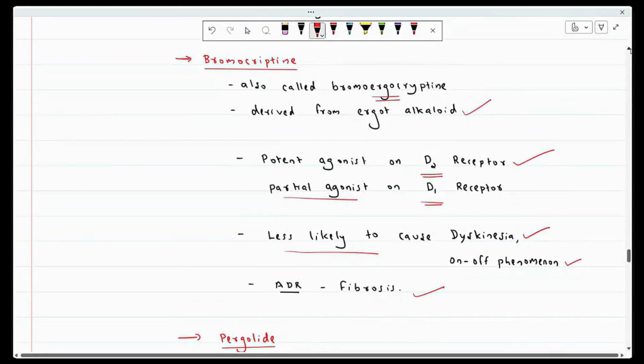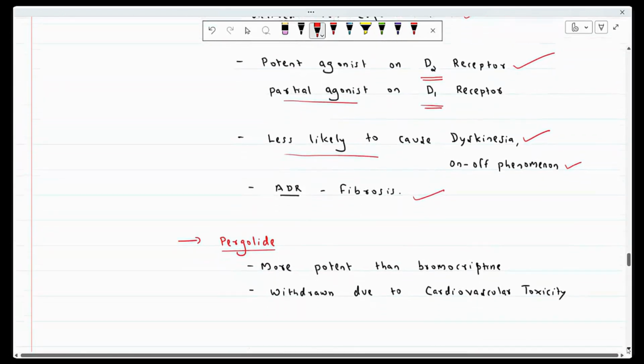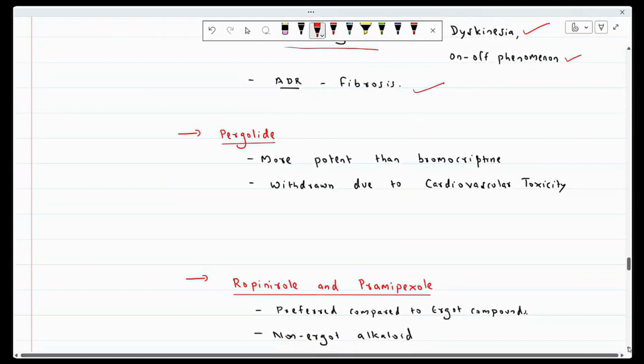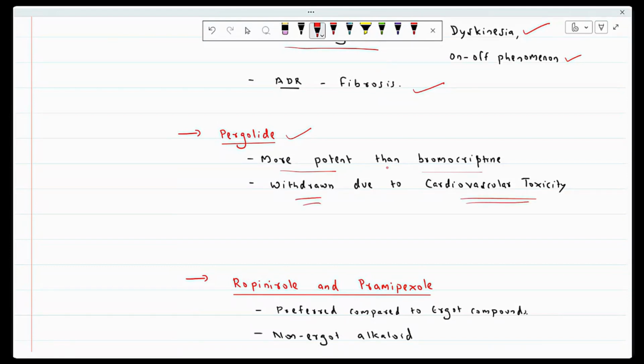It is also called bromo-ergocryptine. It is an agonist on D2 receptor, whereas it is a partial agonist on D1 receptor. It is less likely to cause dyskinesia and on-off phenomenon. ADR is fibrosis. Now, moving to the next ergot alkaloid, which is more potent than bromocriptine. The answer is pergolide. Pergolide is more potent than bromocriptine. However, it is withdrawn from the market due to cardiovascular toxicity. Pergolide is not preferred because of cardiovascular toxicity. So these are the two drugs you need to remember from the ergot alkaloid: bromocriptine and pergolide.